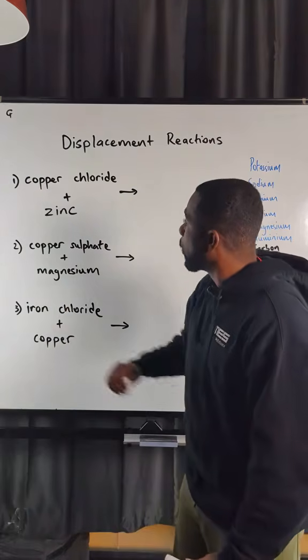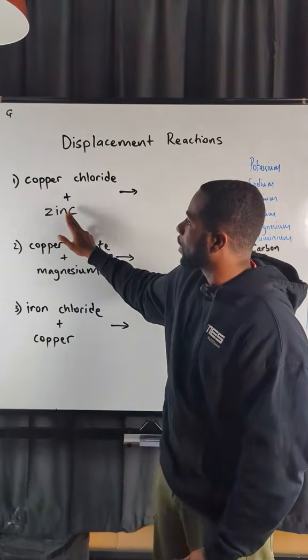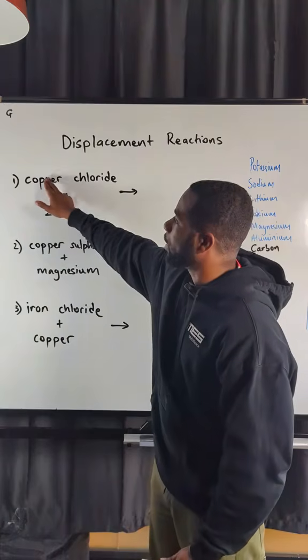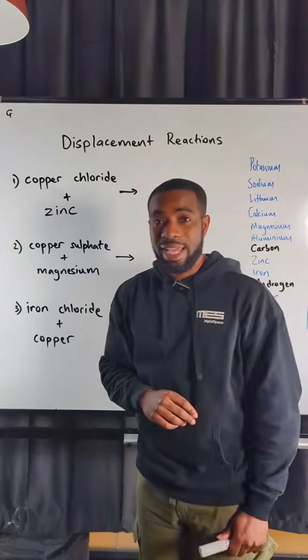So in these reactions, what we're looking at is whether the one by itself, the element, has a higher reactivity than the metal that is seen in the compound. So the compound will be the one that has more than one element in it.